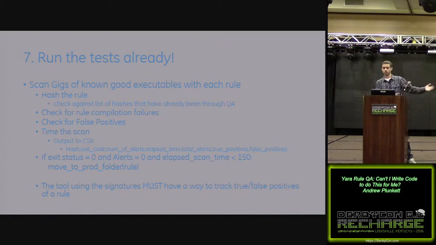So check for false positives. Essentially run it against your known good set. If you get alerts back, count the number of alerts, put it in the file, and say you probably don't want to use this rule because it alerts on good data. Worthless rule.